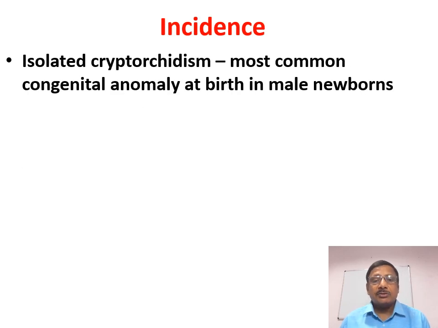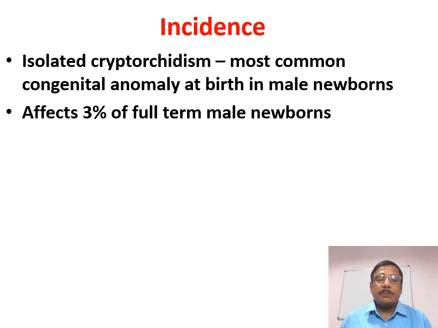Now, what is the incidence? If you look into the neonatal congenital abnormalities, isolated cryptorchidism is the most common congenital abnormality in males, to the tune of 3% of full-term male newborns. Just imagine any congenital anomaly to the tune of 3%, that is the highest incidence, and that is very important for you to note for your PGME question also.